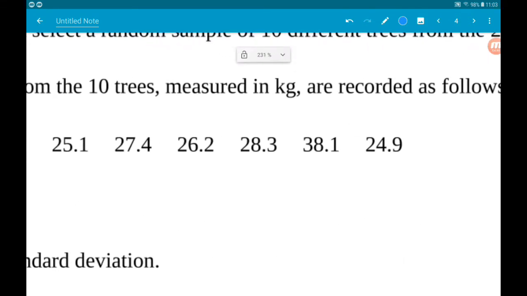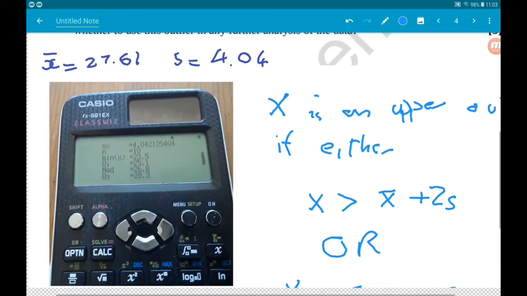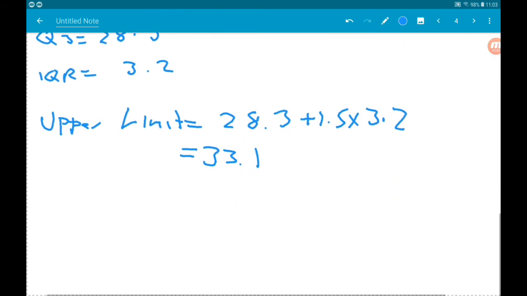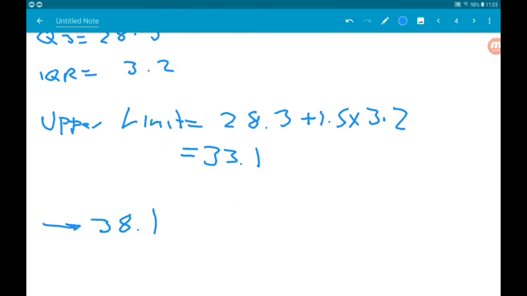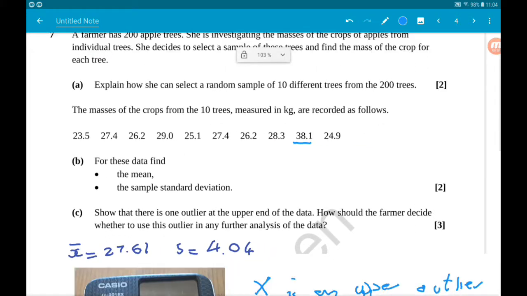So there's our guy. 38.1 is an outlier. Okay, so that's shown that there is one outlier in the upper part of the data.